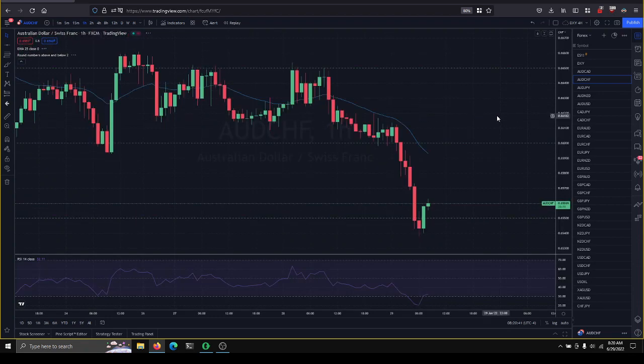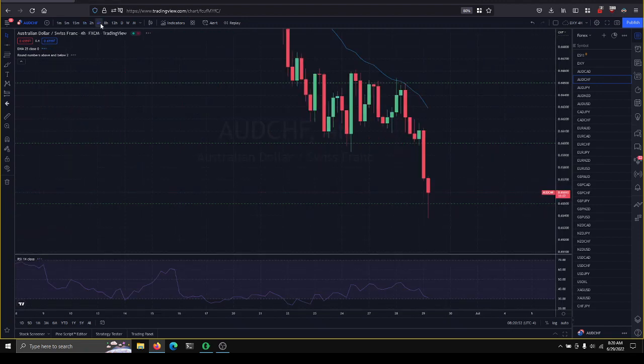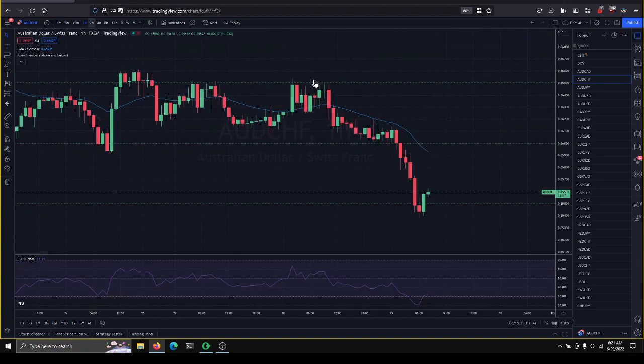Aussie Chief. This is similar to the Aussie CAD trade. Again, both of these pairs are oversold on the 1 hour here on the RSI, and not sure about the 4 hour here. Some divergence here. I'd add this pair too.